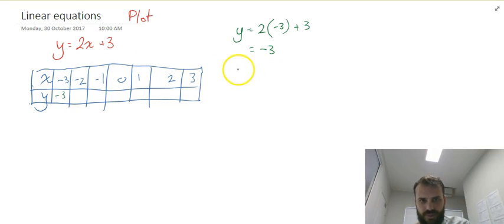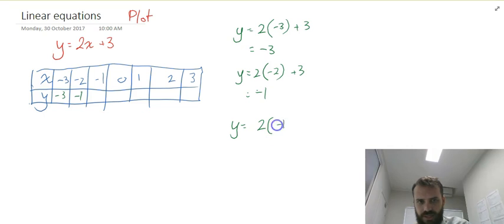Okay, I'm going to do this next one here. Y equals 2, bracket, I'm going to put in -2 where the x was, plus 3. 2 times -2 is -4, plus 3 is -1. And I'm going to do that for this one. Y equals 2, bracket, -1, plus 3. 2 times -1 is -2, plus 3 is +1.